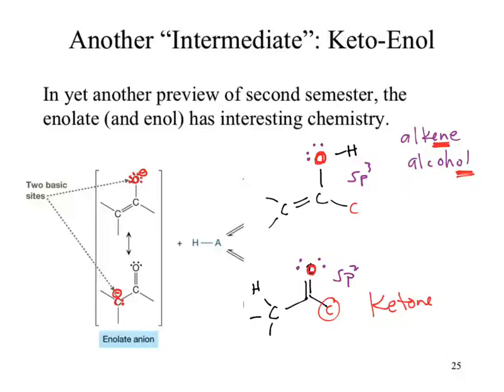What is oxygen? The second most electronegative element. Where is oxygen going to prefer to be? Where it has the tighter hold on electrons or the looser hold? The tighter hold. That makes sense for the keto form to dominate.